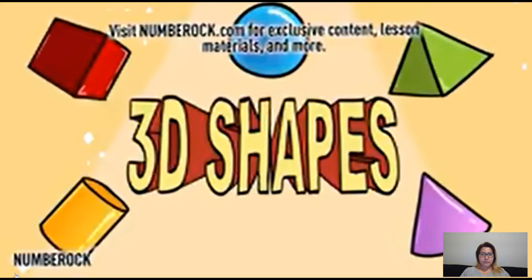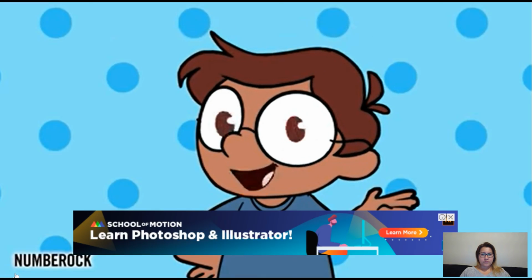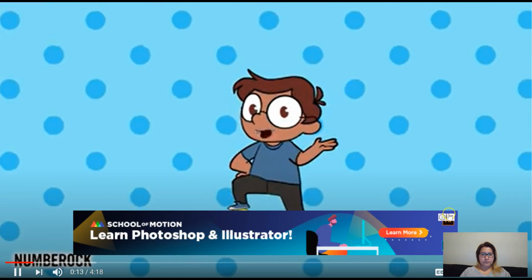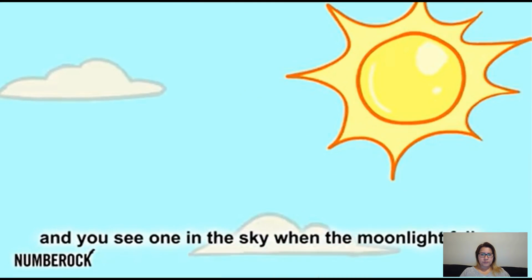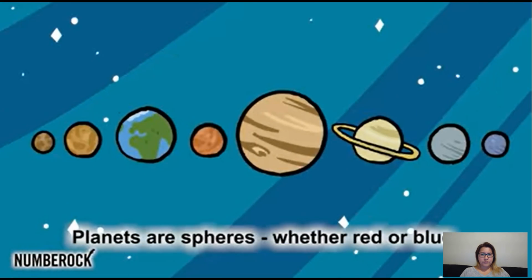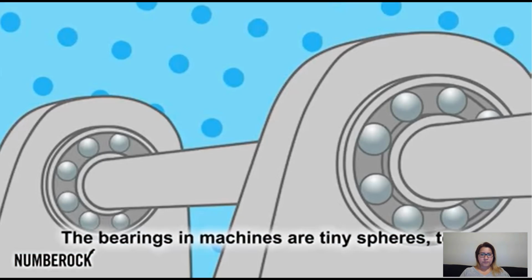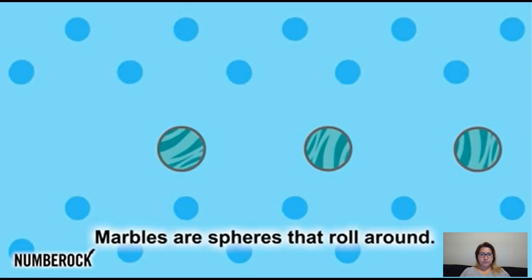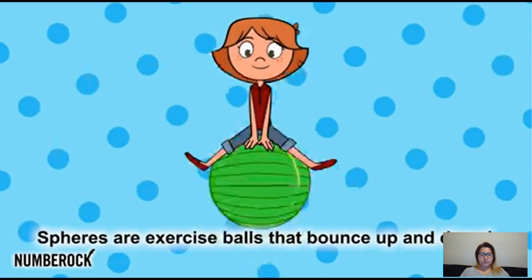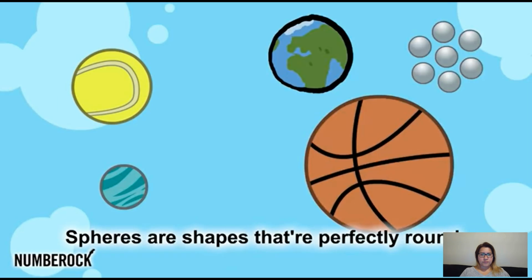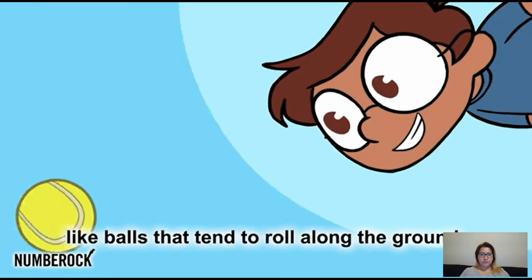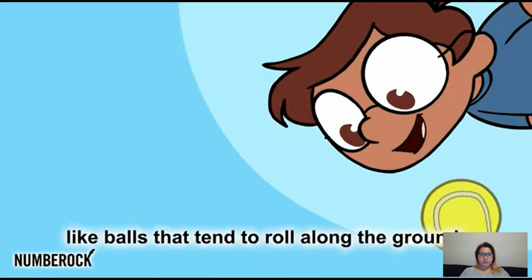They're all 3D shapes. There are many places to find a sphere, like if a tennis ball happens to roll near. You can shoot a sphere playing basketball, and you see one in the sky when the moonlight falls. Planets are spheres, whether red or blue. The bearings in machines are tiny spheres too. Marbles are spheres that roll around. Spheres are exercise balls that bounce up and down. Spheres are shapes that are perfectly round, like balls that tend to roll along the ground.